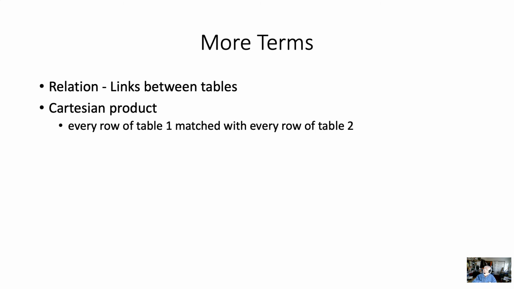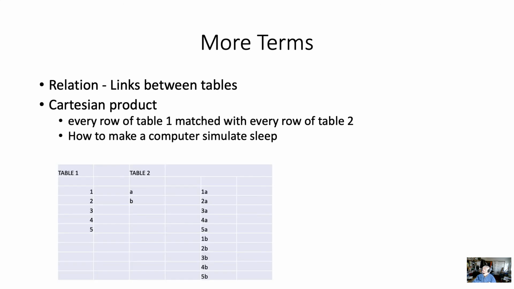A word that you will learn to hate is Cartesian product. And sadly, many of the selects that you'll do, if you're not careful, well, all the selects you will do, and what you do is learn over time how to defeat the problems of Cartesian product. But a Cartesian product says that every row of table 1 will be matched with every row of table 2.